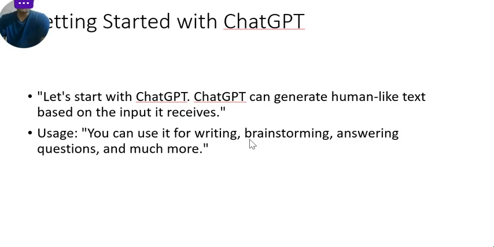Everyone, let's now get started with ChatGPT. So basically what I told you is ChatGPT can generate human-like text based on the input it receives. For example, what can you use it for? You can use it for writing a story, writing a script, writing an essay, brainstorming.